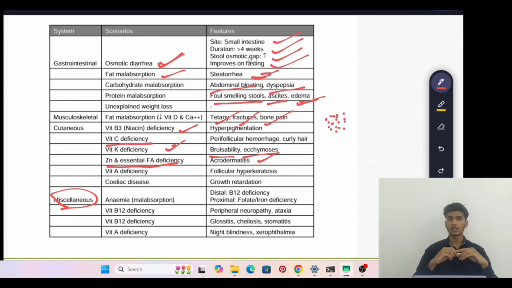If zinc and folic acid are deficient, it will lead to acrodermatitis. What do you mean by acrodermatitis? It has three symptoms: diarrhea, dermatitis, as well as alopecia. The word acro here refers to alopecia. There will be hair loss.